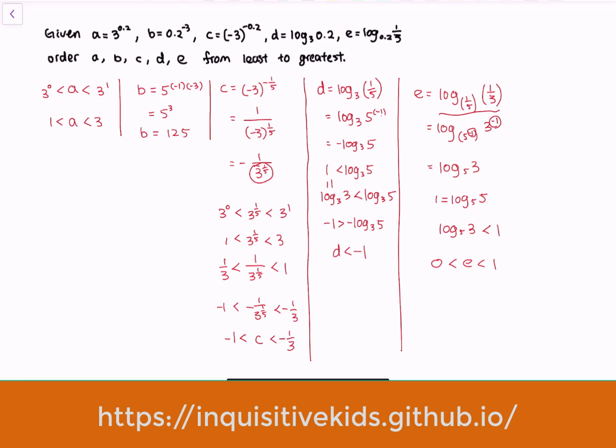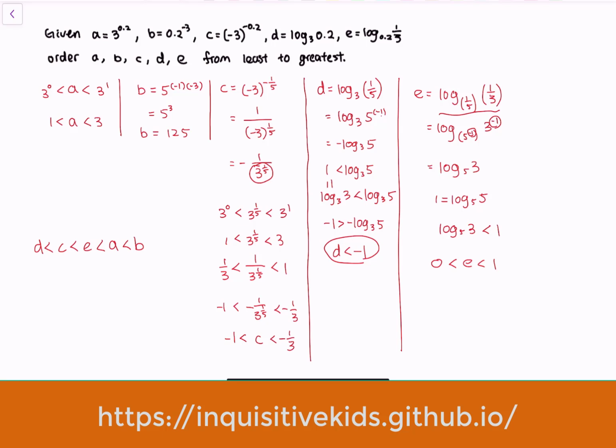Now we can compare a, b, c, d, and e. The letter with the smallest value is d because it has to be less than negative 1. The second smallest would be c, and then it would be e, then a, and finally b. And there we go. We have ordered these 5 numbers from least to greatest.